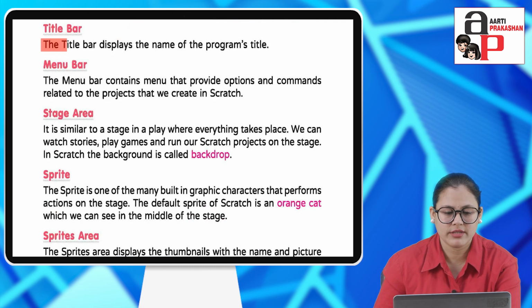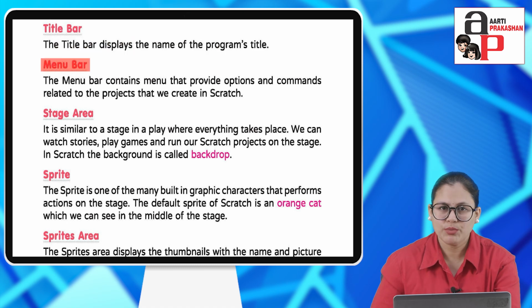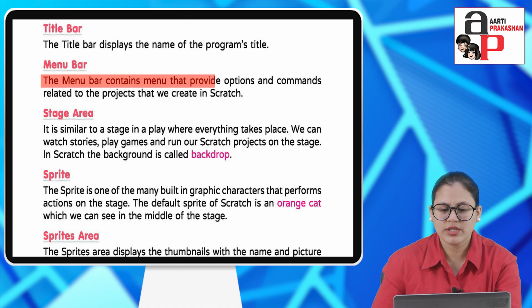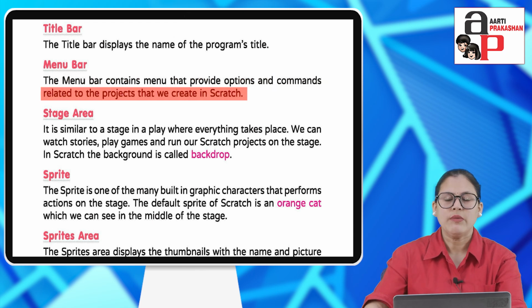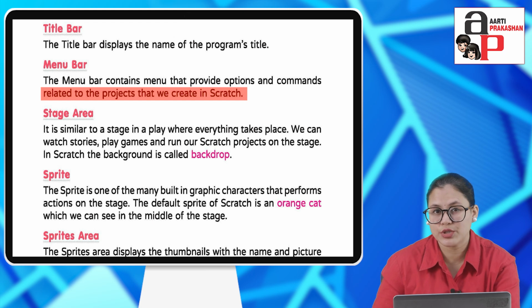First one is title bar. The title bar displays the name of the program's title. Menu bar. The menu bar contains menus that provide options and commands related to the projects that we create in Scratch. So whenever we create a project in Scratch, there are some commands related to the project. We find them in menu bar.